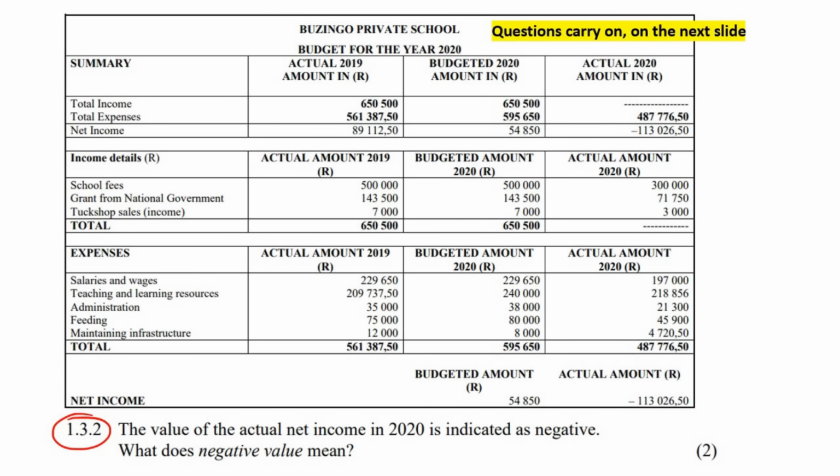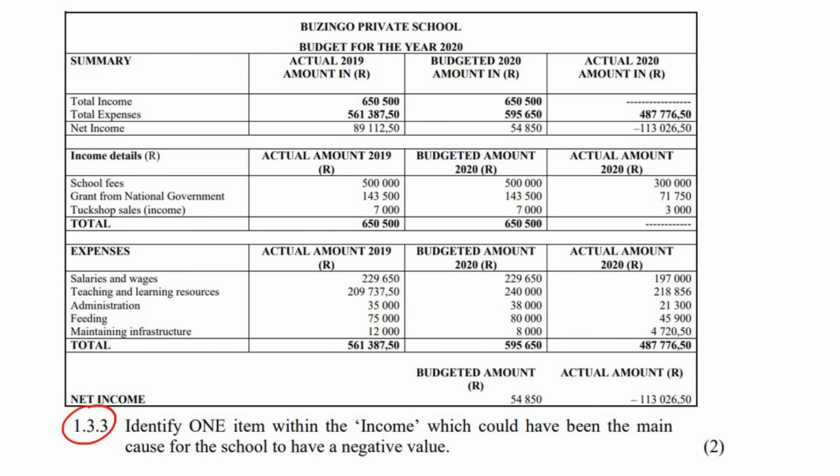This next question says that the value of the actual net income in 2020 is indicated as negative. Yes, it is. What does a negative value mean? It means that they actually made a loss. So we can just say it means the school had a loss. Identify one item within the income, which could have been the main cause for the school to have a negative value.